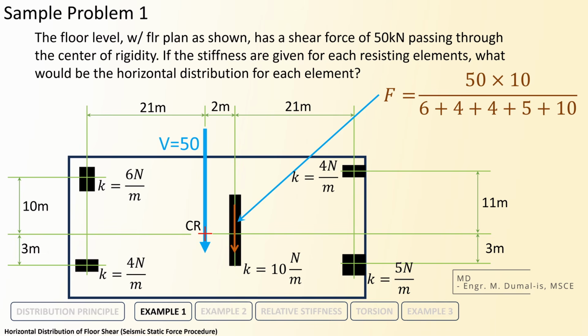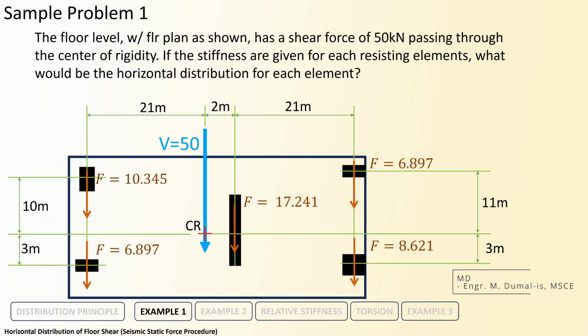Let's look at a specific case, the middle column. For this column, the force is calculated by multiplying the total shear force, 50 kilonewtons, by the stiffness of the middle column, then dividing by the sum of the stiffness of all elements. This gives us the proportion of the shear force that the middle column will carry. Similarly, for the other columns, we apply the same process. Each element's force is computed based on its stiffness relative to the entire system. This method ensures that every column or wall takes its appropriate share of the load.